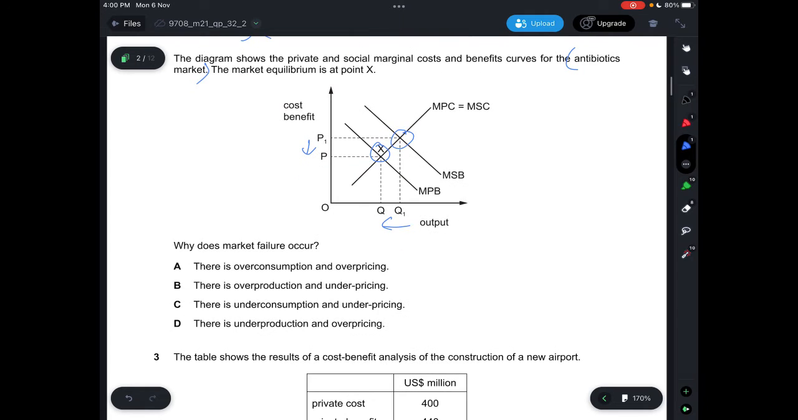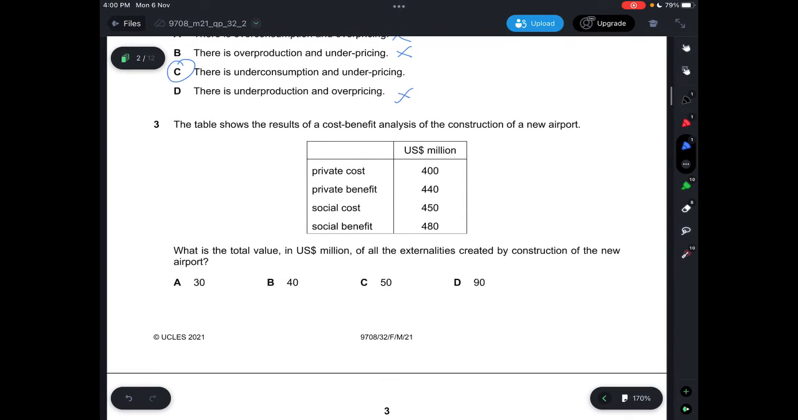So anything here that says overproduction will be wrong, so B and D are ruled out, so it's either A or C. A says there's overconsumption and overpricing. There's no overconsumption. In fact, I showed that there's a lower quantity being sold, so there's also no overpricing because the price is much lower. So the answer here will have to be C. There's underconsumption and underpricing.